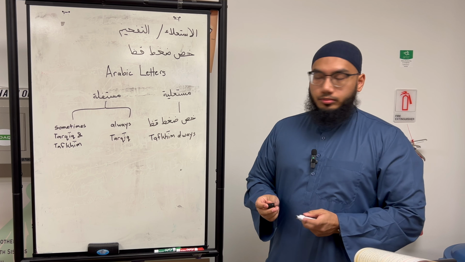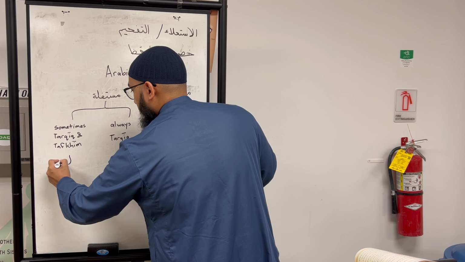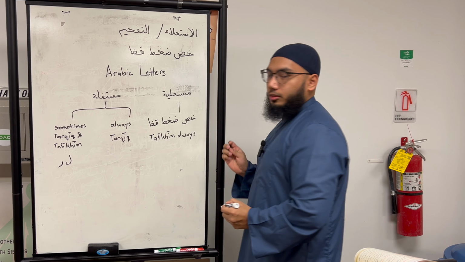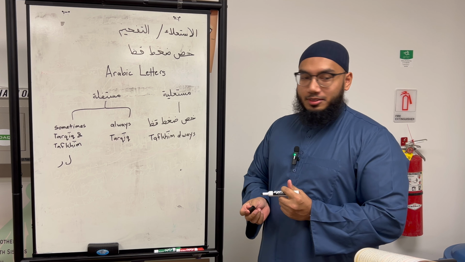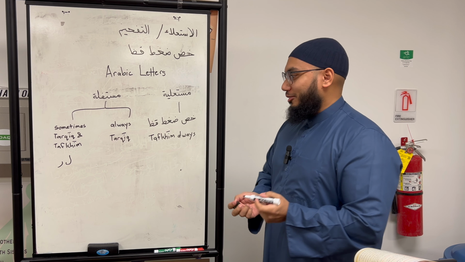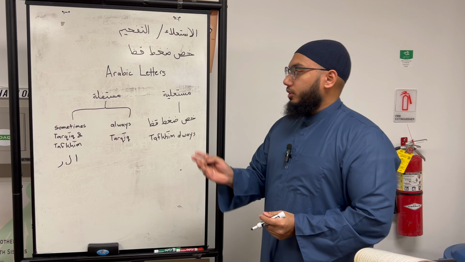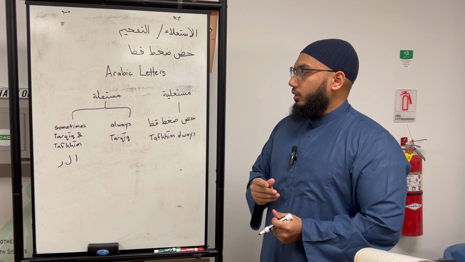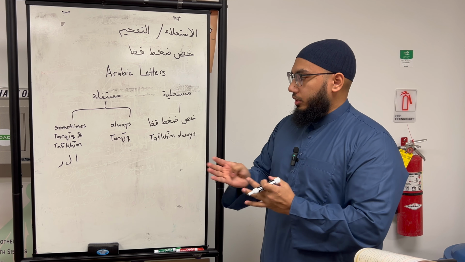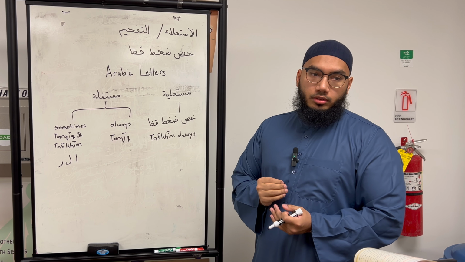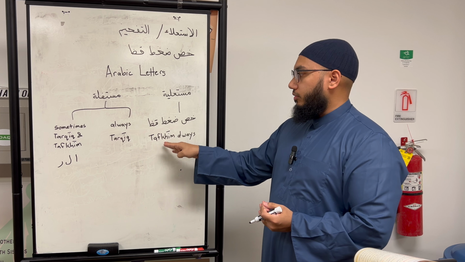Ra is one of them. Lam is one of them. There's one more. Anyone know the third one? There's one more. Alif. So these, depending on their situation, will be empty mouth, or if they're next to a particular letter they'll be full mouth. So when you say raji'un, ra, that is tafkhim.